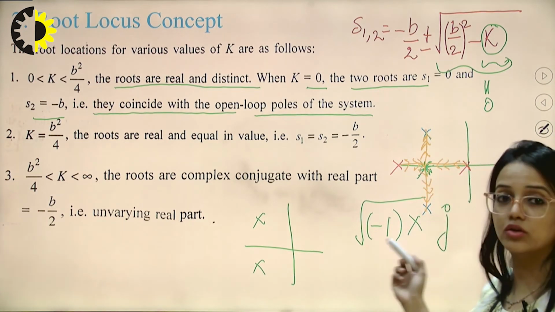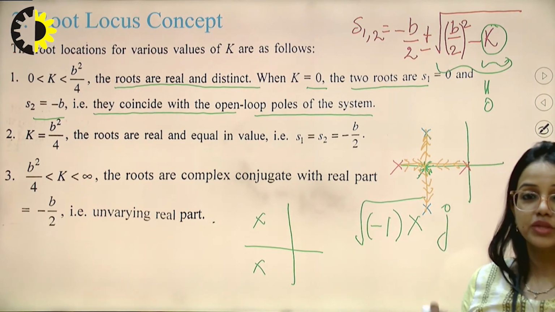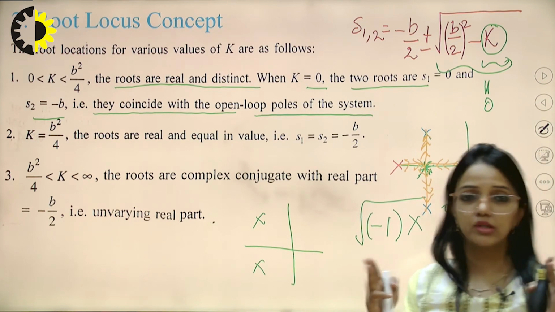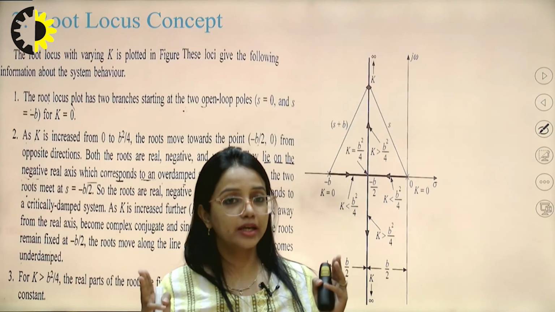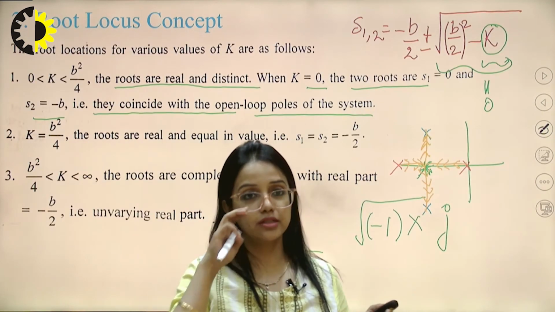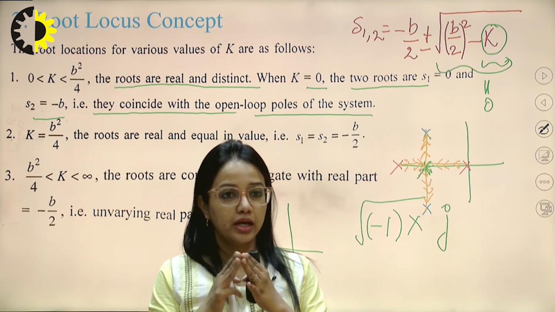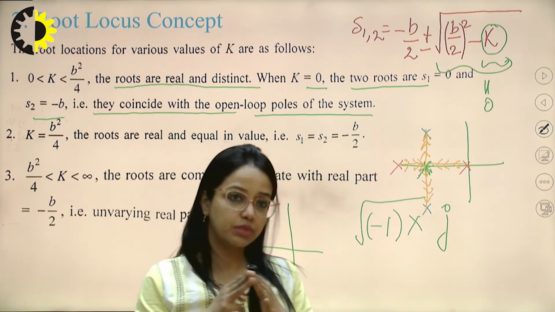So this yellow curve is nothing but the movement. From the least value of k, it started from the two extremes. As the value of k is increasing, till the value when k becomes b by 4, both the roots are meeting at minus b by 2.